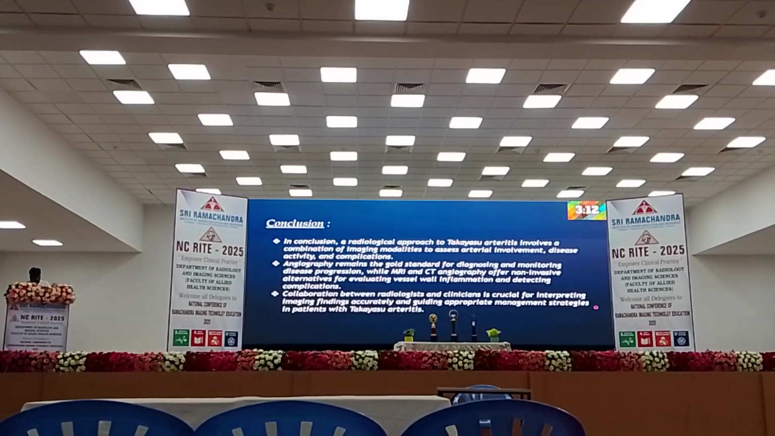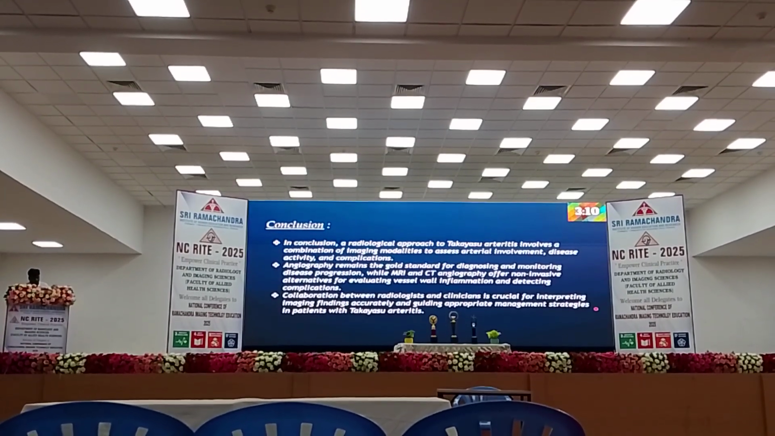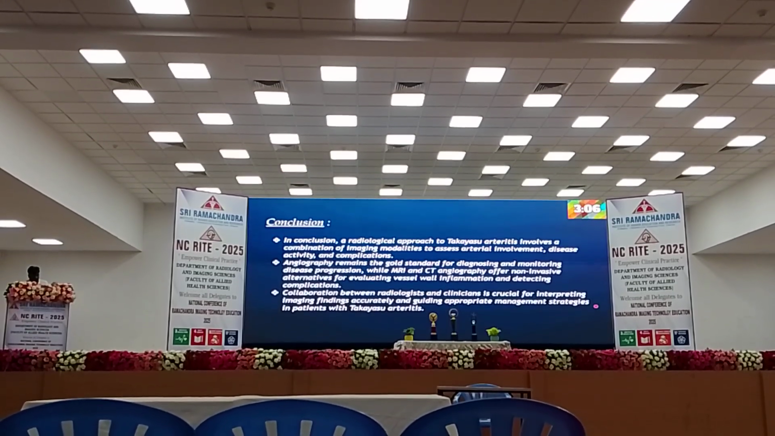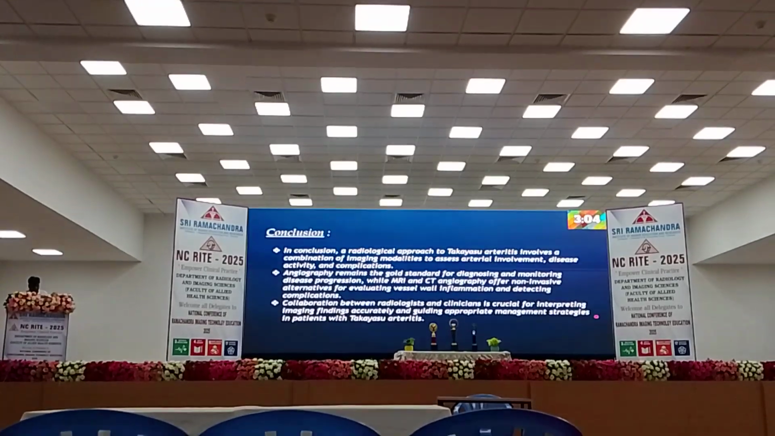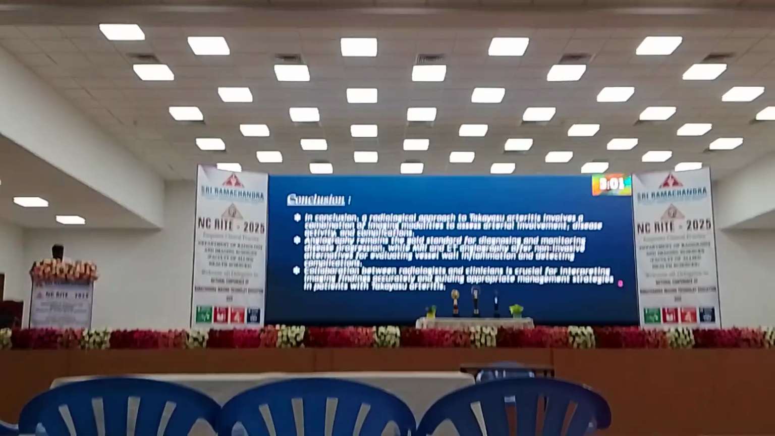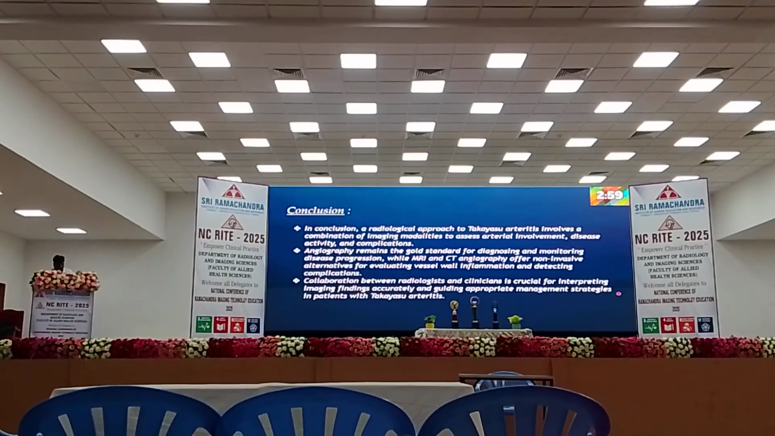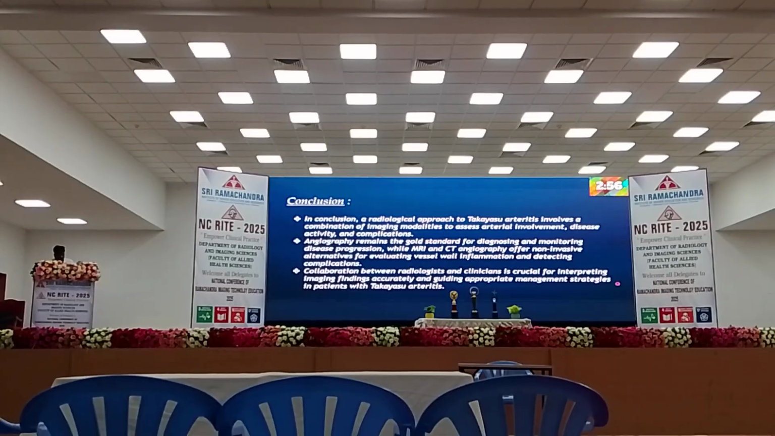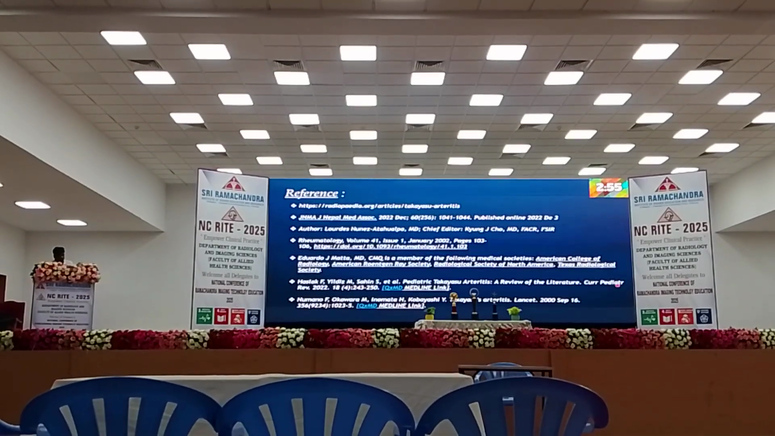Conclusion. The radiological approach to Takayasu arteritis involves a combination of imaging modalities to assess arterial involvement, disease activity, and complications. Angiography remains the gold standard for monitoring disease progression, while MRI and CT angiography offer non-invasive alternatives for evaluating vessel formation and related complications. Collaboration between radiologists and clinicians is crucial for interpreting imaging findings accurately and guiding appropriate management strategies in patients with Takayasu arteritis.